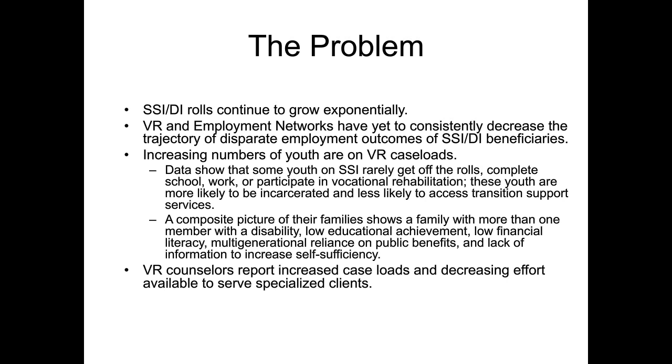You couple that with the composite picture of their families, and it shows families that have needs as well, that there is more than one member with a disability. There's low educational achievement, low financial literacy, multi-generational reliance on public benefits, and lack of information to increase their family self-sufficiency. And what it does is it presents a real challenge when we talk about the return to work process, when we talk about financial empowerment and giving people a leg up out of poverty, because SSI, as Jeffrey talked about, is a means-tested program. It really does begin to dictate a specific set of interventions that might be necessary to support more positive outcomes.